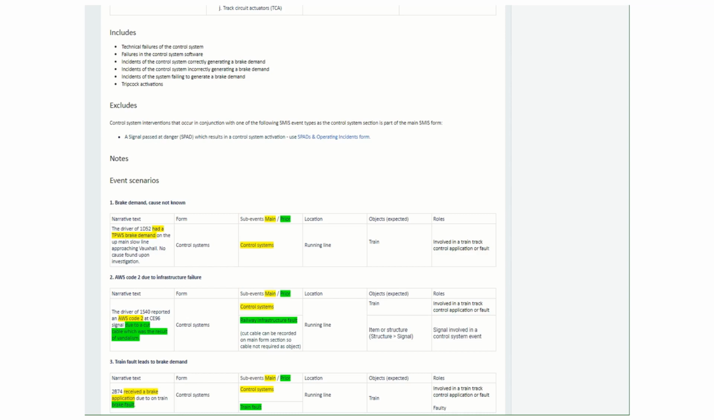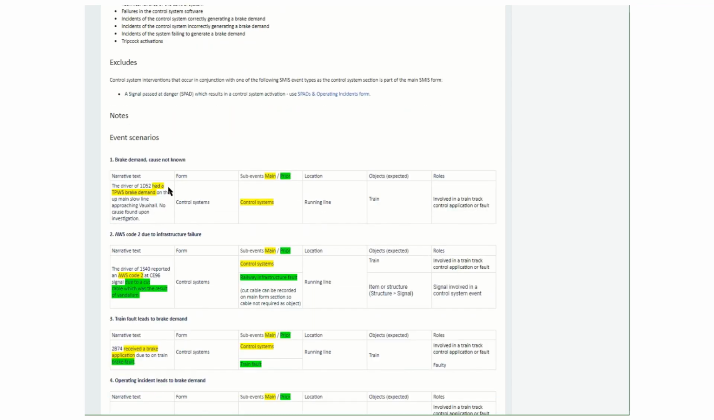On that note, there are two other forms that are part of the simplification, which also have a control system section on the main form, and these are the train failure form and the infrastructure failure and irregular signal aspect form. For control systems that occur in conjunction with one of these sub-events, the control system can just be added to one of these forms instead of having to add a separate sub-event.